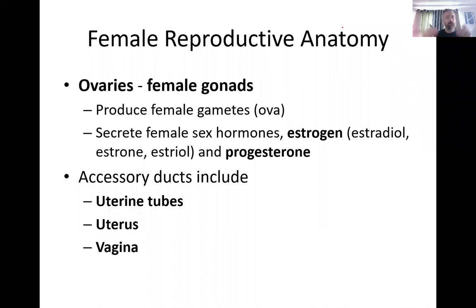Okay, so if on the male side we had a testis as the male gonad, on the female side we have an ovary, or ovaries, there are two of them, and these produce gametes here, ova, or eggs. If you want to call them eggs, it's fine with me. But just like the male side, they're also there to produce hormones, particularly estrogen. And estrogen comes in a number of different forms: estrone, estriol, estradiol. I don't care. You can call them all estrogen. That's fine with me. And progesterone.